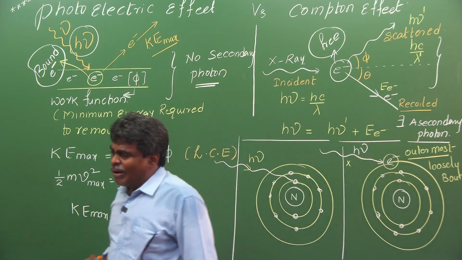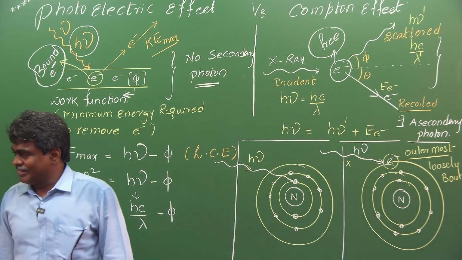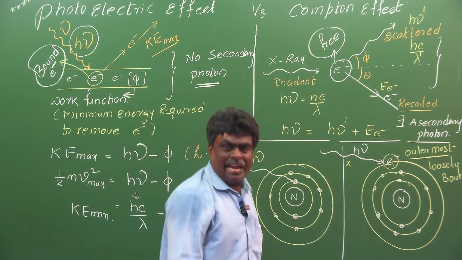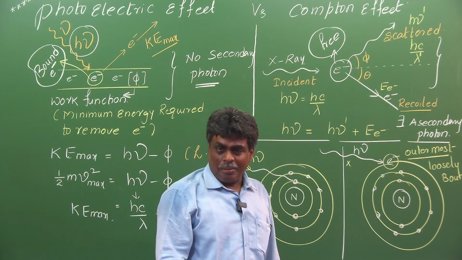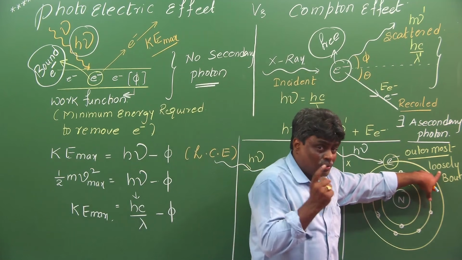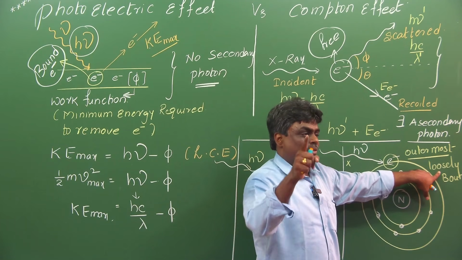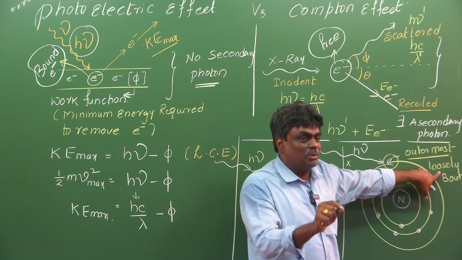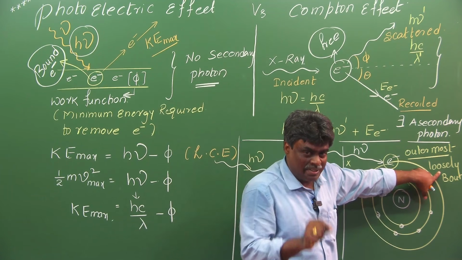In the metal, how will you have a free particle? In the metal, every electron is bound. Bound means it is interacting. Say yes or no? Yes, sir. But here they are using the word free to mean loosely bound. That's why they are using the word free electron or free particle.